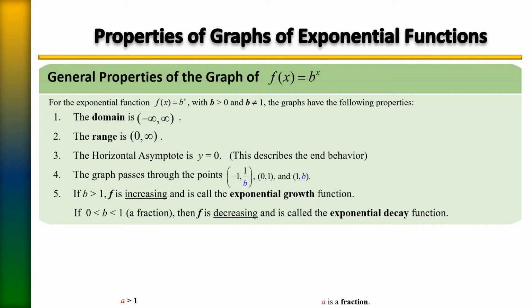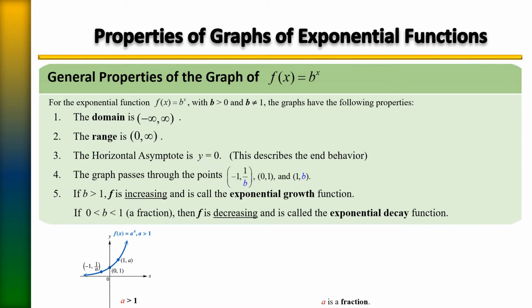Now, in terms of what the graph looks like, if b, the base of the number, is greater than 1, it's going to be a function that is increasing, which models exponential growth. So in this example, you notice the base is greater than 1. Therefore, it models an exponential growth from left to right, moving in an upward exponential form.